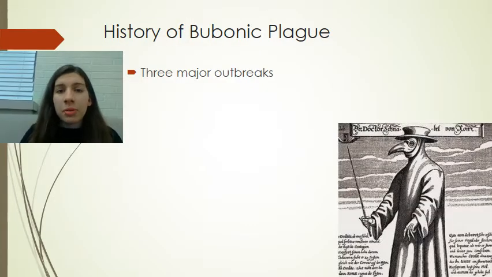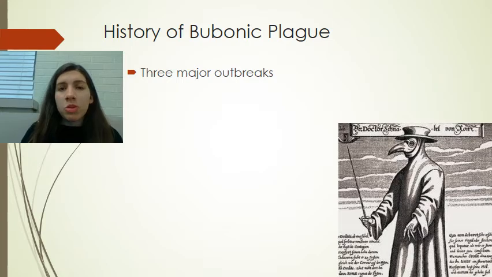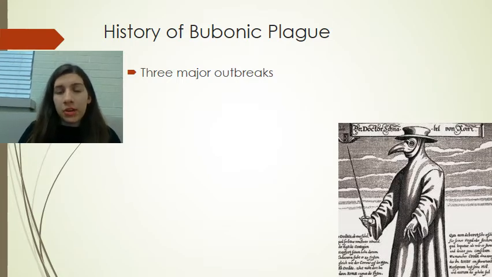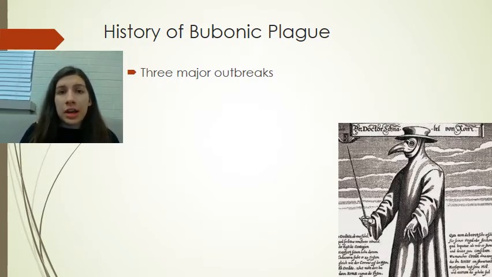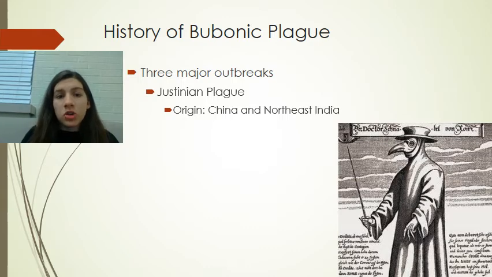When discussing bubonic plague, many people are interested in the history, since there's so much that occurred because of bubonic plague and the fatalities that have occurred in our past. There have been 3 major outbreaks of bubonic plague. The first was actually not the Black Death, it was the Justinian plague, and its origins were in China and northeast India, which then spread to the Byzantine Empire.